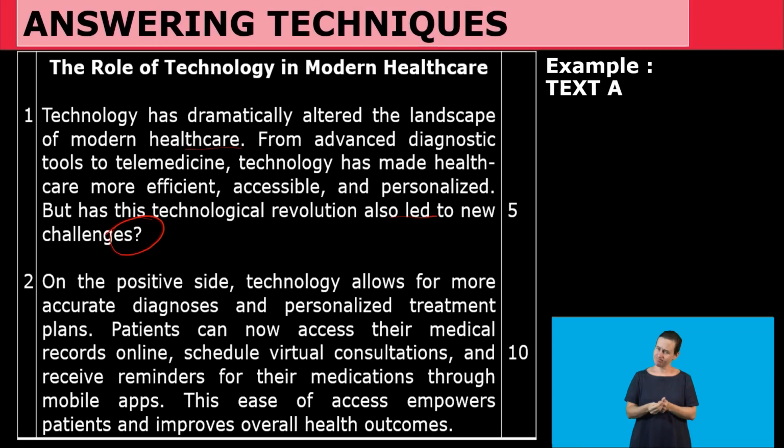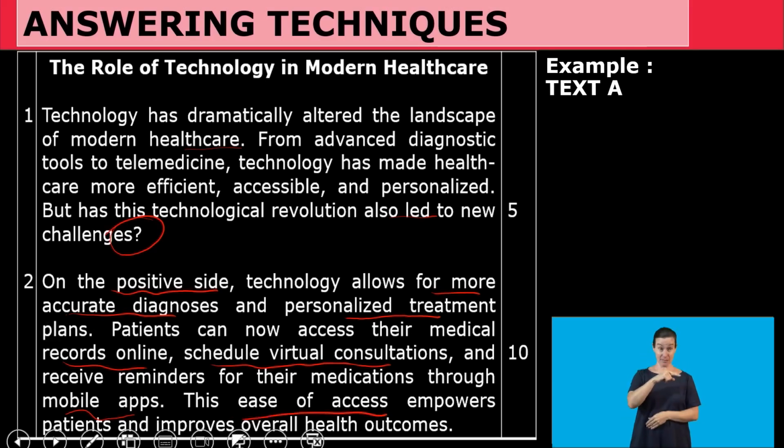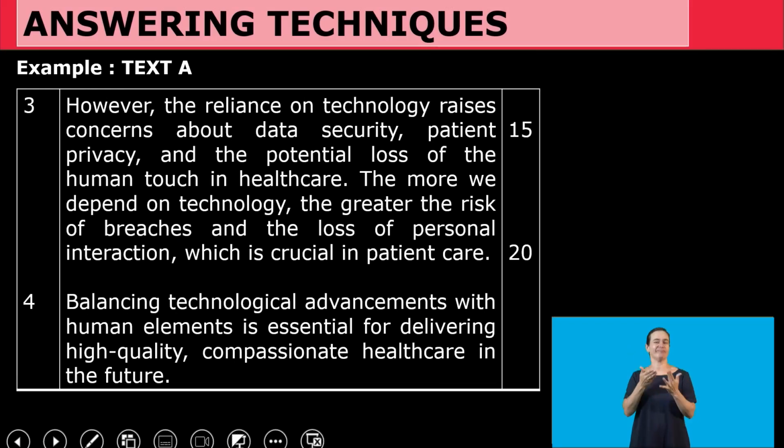Alarm bells are going off, grade 12s. There's a rhetorical question. On the positive side, technology allows for more accurate diagnosis and personalized treatment plans. Patients can now access their medical records online, schedule virtual consultations, and receive reminders for their medications through mobile apps. The ease of access empowers patients to improve overall health outcomes. The text continues on the next slide. However, this again sounds alarm bells because I know that a contrast is coming.